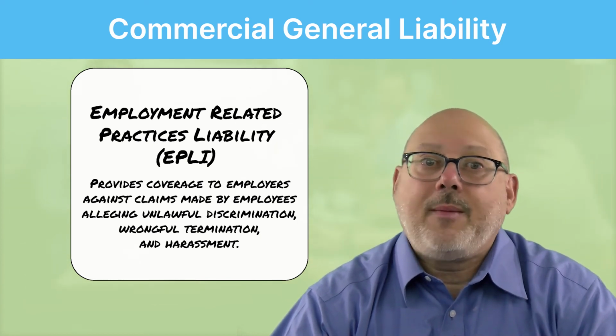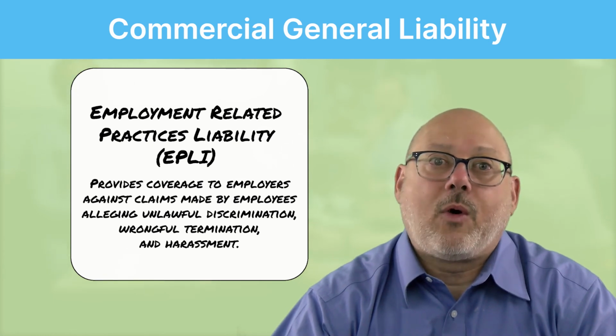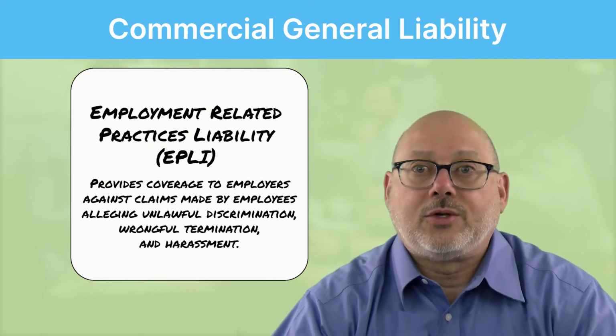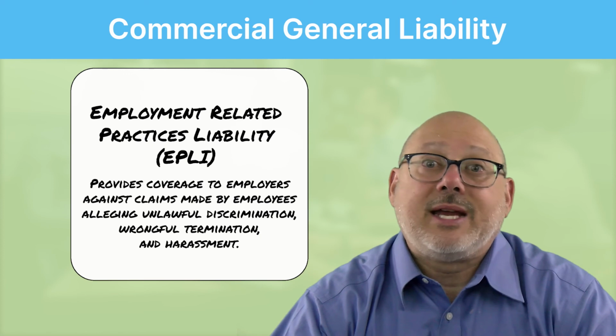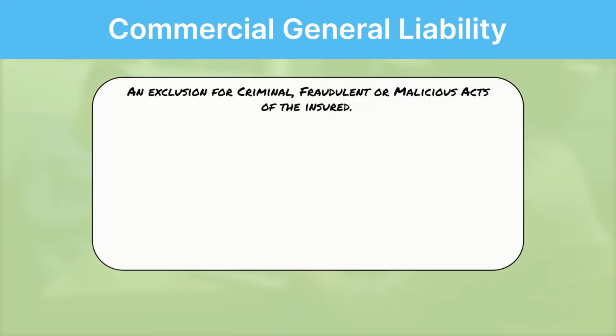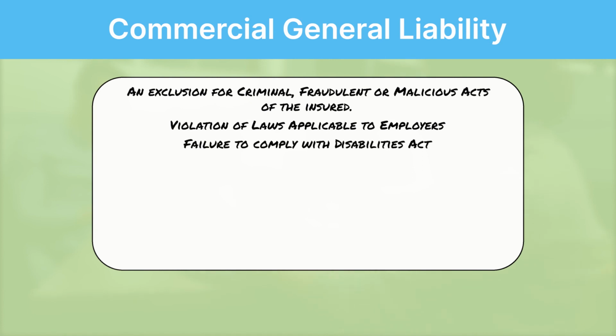The EPLI policy is written on a claims-made form, and an extended reporting period is available by endorsement for 3 years at an additional charge. The EPLI policy has some significant exclusions, such as an exclusion for criminal, fraudulent, or malicious acts of the insured. There is no coverage for the insured's acts that are in violation of laws applicable to employers, and there is no coverage for the insured's failure to comply with the Americans with Disability Act.